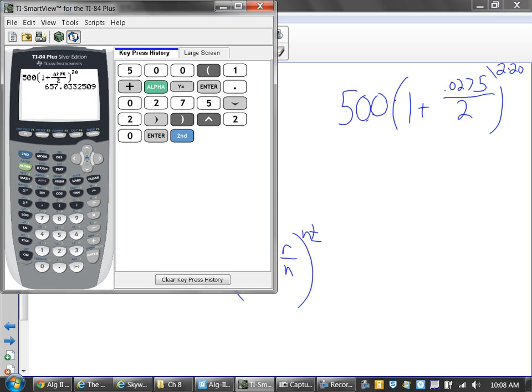Do you know how to go back in your calculator to overwrite an entry? Yes. Hit second, enter, and it'll pull up what you just typed in, and then you can change it by just using the back arrow.